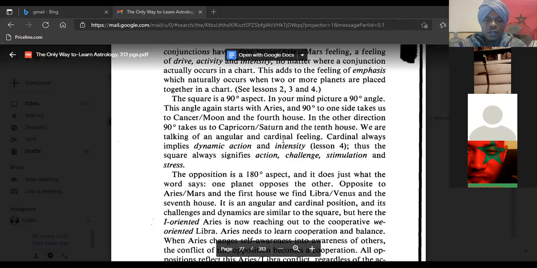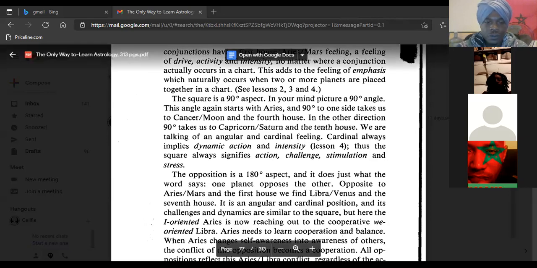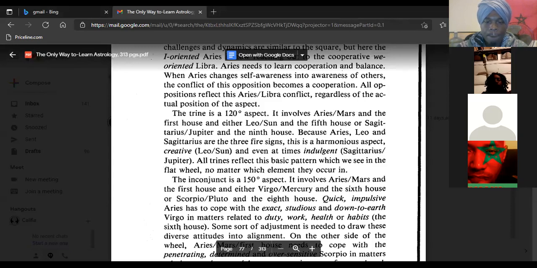The opposition is a 180-degree aspect, and it does just what the words say. One planet opposes the other. Opposite to Aries, Mars, in the first house, we find Libra, Venus, and the seventh house. It is an angular and cardinal position, and its challenges and dynamics are similar to the square. But here, the I-orientated Aries is now reaching out to the cooperative we-orientated Libra. Aries needs to learn cooperation and balance. When Aries changes self-awareness into awareness of others, the conflict of this opposition becomes cooperation. All oppositions reflect this Aries-Libra conflict, regardless of the actual position of the aspect.